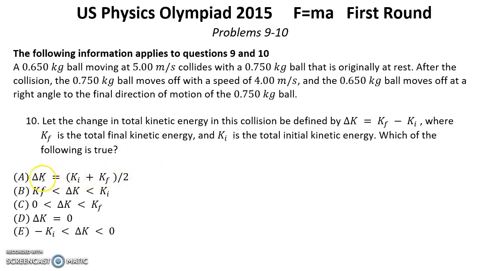So first answer, delta K equal this one. It's not correct, because delta K is negative and the right part is positive. Same thing with B. We have Kf positive and delta K negative. C is not correct because delta K is negative. D is not correct, delta K is negative. And E is correct because delta K is negative, and by value it's less than Ki. So E is the correct answer.